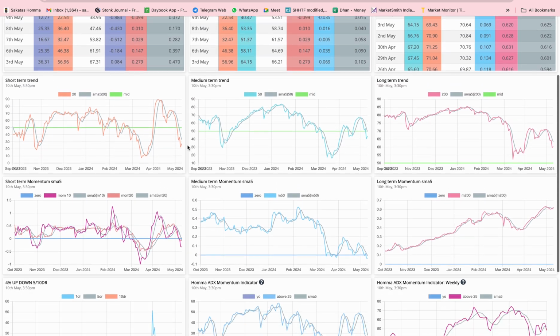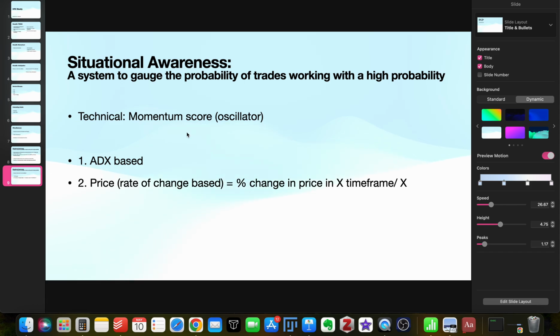Okay, so I'm going back to the presentation. In the last slide I said that gauging the momentum, how much momentum there is, can be done in two ways. One is directly by calculating the momentum, which is the rate of change, the percentage change in price in an X time frame. So let's say in a 10-day time frame, what is the price change in all the stocks of the market, divided by 10. This will give you the rate of change of price in a 10-day time frame, right? So that's momentum. You can also do this for a 50-day time frame. And the other one is ADX based. Both will give you similar values, and both can be used interchangeably, right?